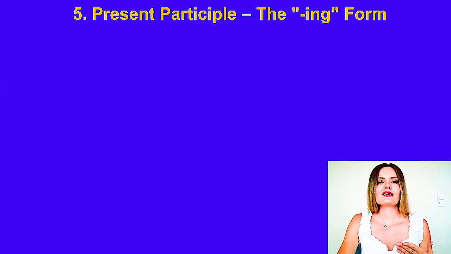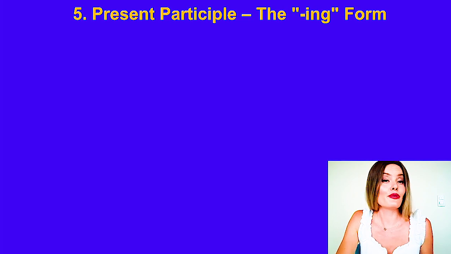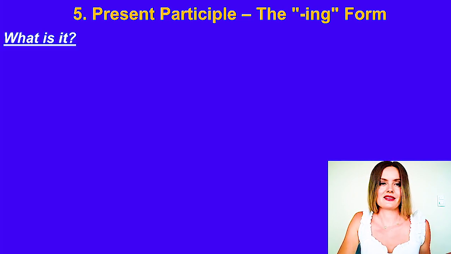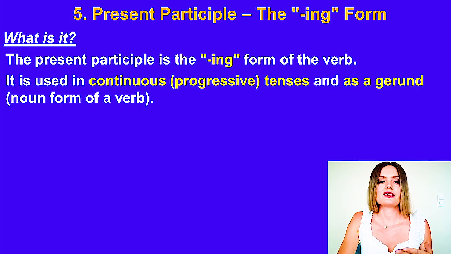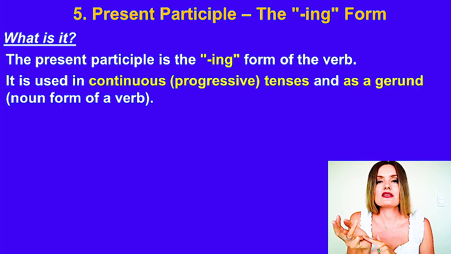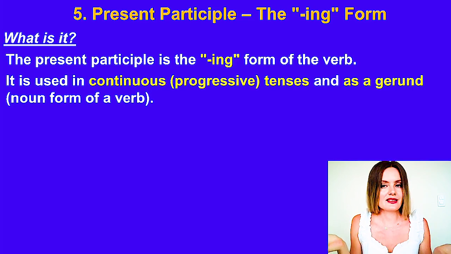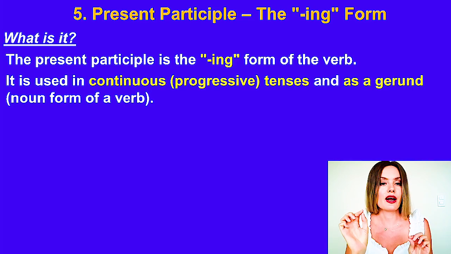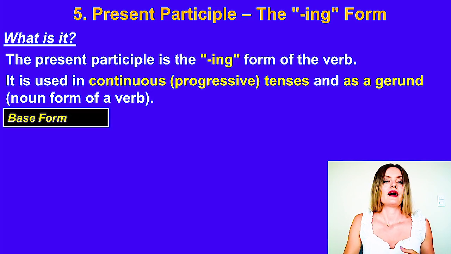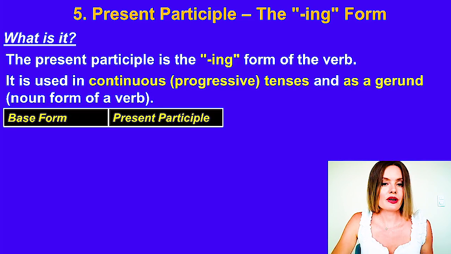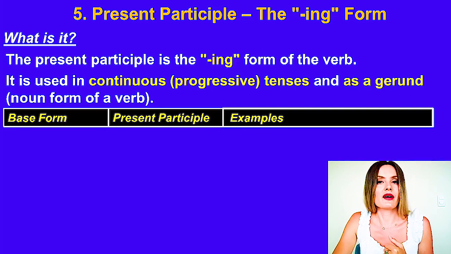And now let's learn about the present participle, the ing form. What is it? The present participle is the ing form of the verb. It is used in continuous or progressive tenses and as a gerund, which is a noun form of a verb. So let's take a look at the base form and at the present participle, and of course some examples.